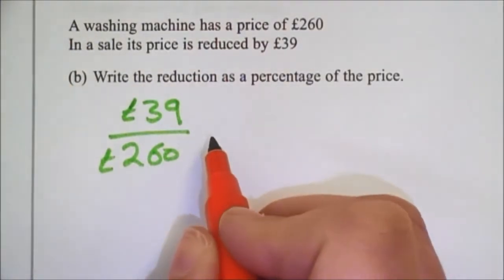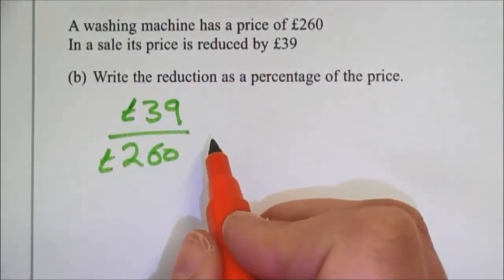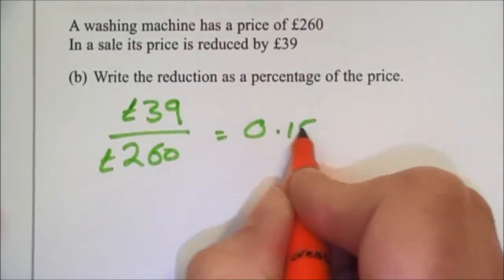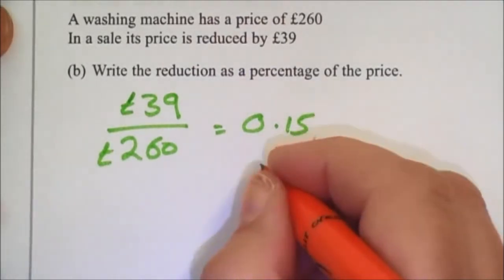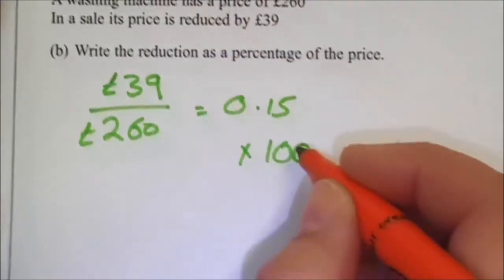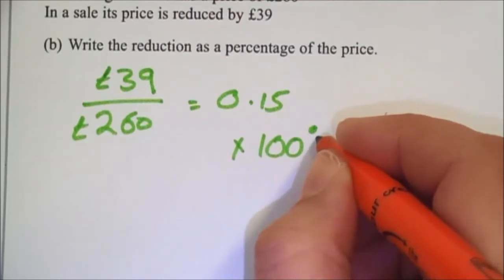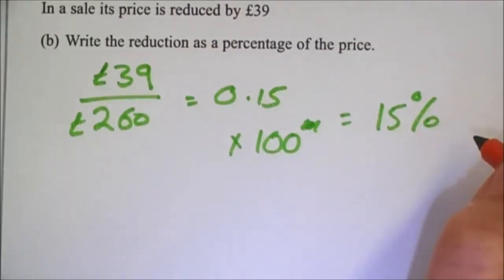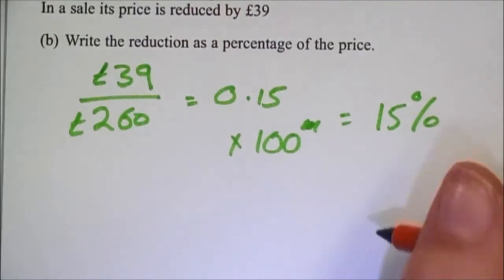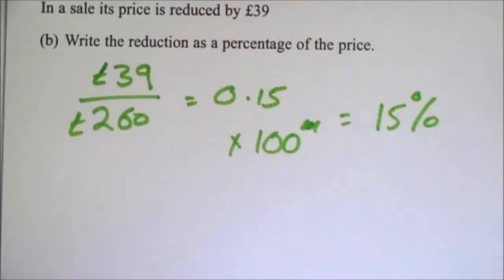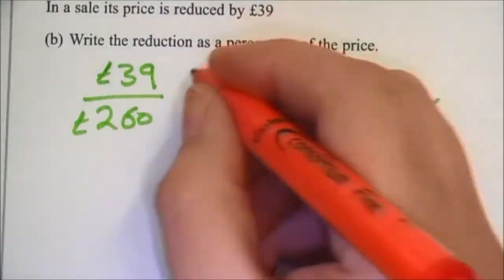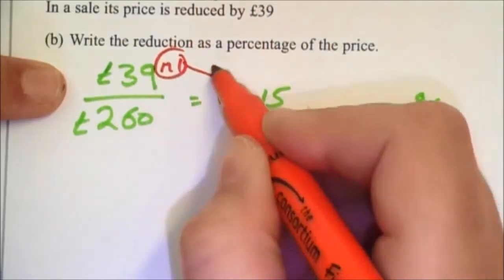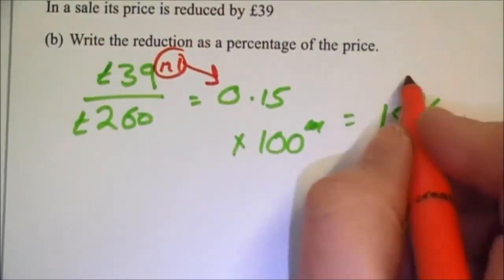So I'm going to do 39 divided by 260 on my calculator. That's going to give me 0.15. I can then multiply that by 100 because I want it as a percentage. So I multiply it by 100 and that gives me 15%. So it was reduced by 15%. It's only a 2-mark question. You get 1 mark for either showing that relationship there or by showing the 0.15, and you get the final mark for getting 15%.